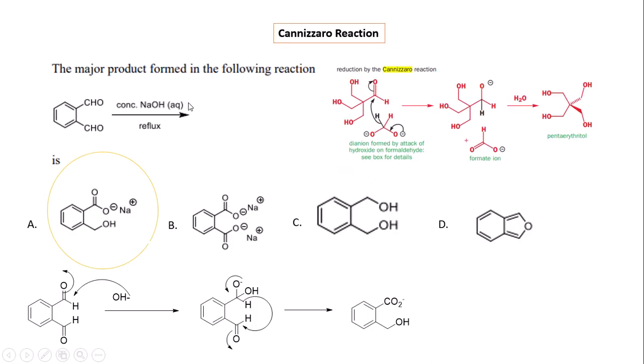Now this problem came in the JAM examination from the ortho-phthalaldehyde. This is the phthalaldehyde, and the intramolecular Cannizzaro reaction will take place in presence of NaOH. Here the hydroxyl group is added to the carbonyl to produce the carboxylate anion, and the hydride ion is transferred to the same molecule, and we get one the alcohol and another the carboxylate anion. So the option A is correct.